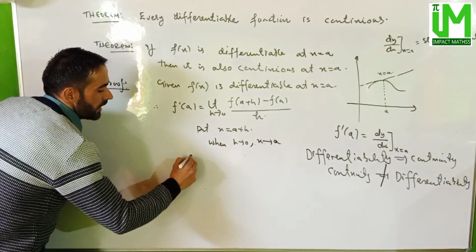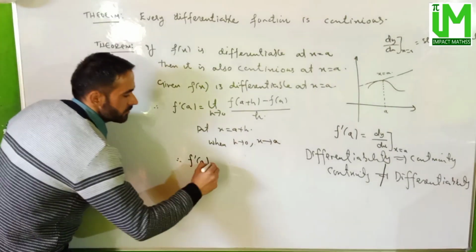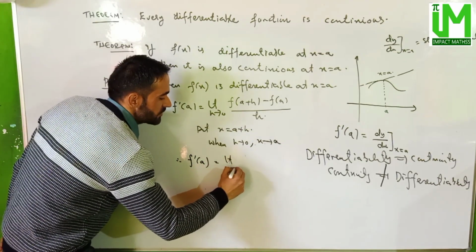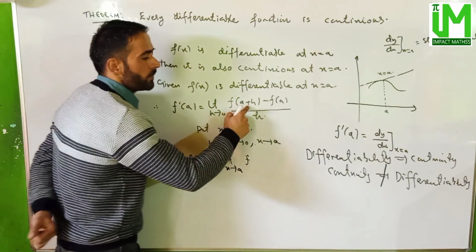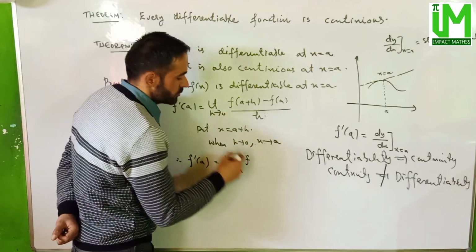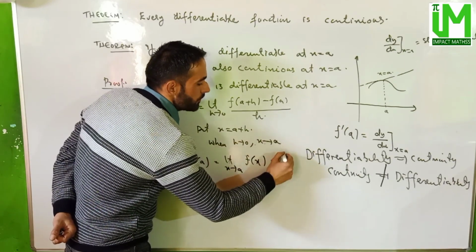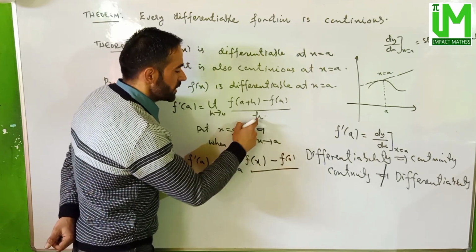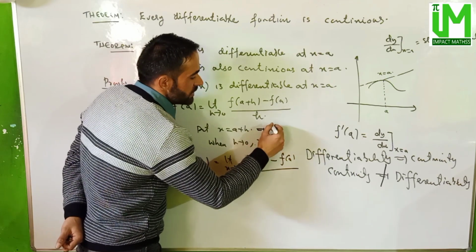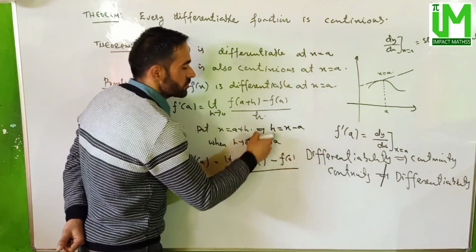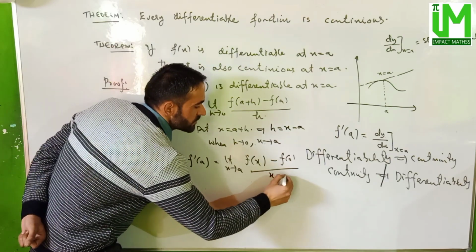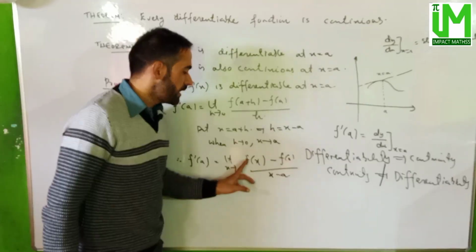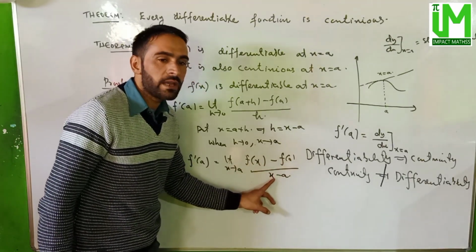So therefore we have f dash of a is equal to limit h tends to 0. Replace a plus h by x, so this will be f of x minus f of a divided by h. Now h is equal to x minus a, so this will be x minus a. So f dash of a is equal to limit x tends to a of f of x minus f of a divided by x minus a.